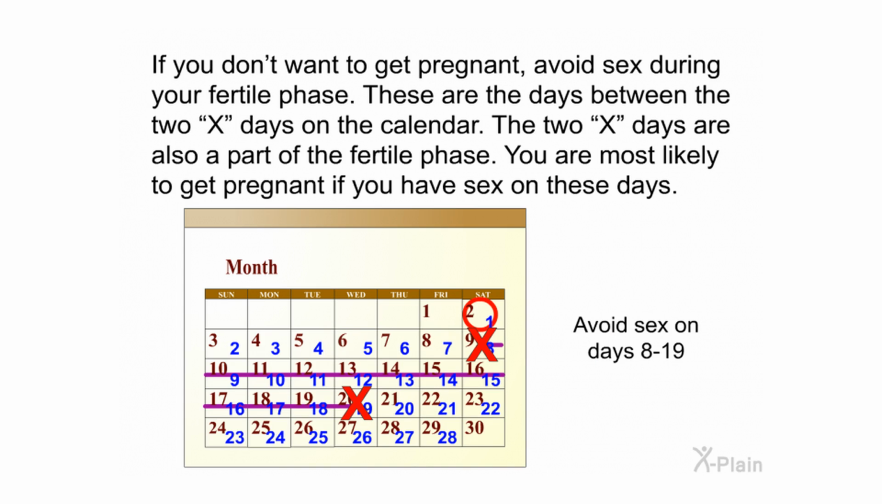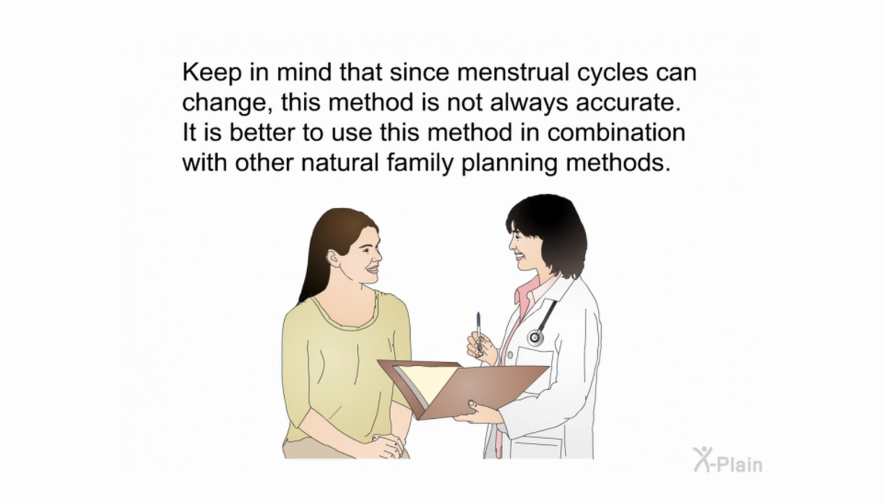If you don't want to get pregnant, avoid sex during your fertile phase. These are days between the 2 X days on the calendar. The 2 X days are also a part of the fertile phase. You are most likely to get pregnant if you have sex on these days. Keep in mind that since menstrual cycles can change, this method is not always accurate. It is better to use this method in combination with other natural family planning methods.